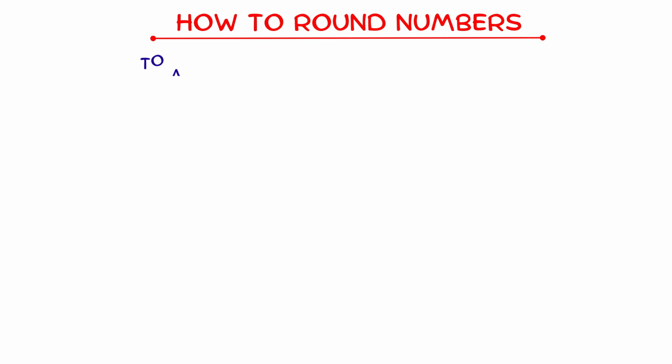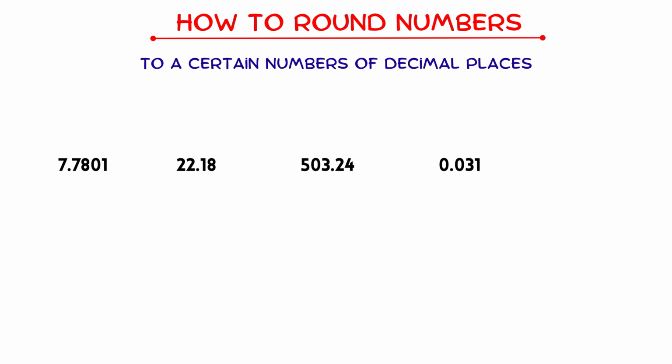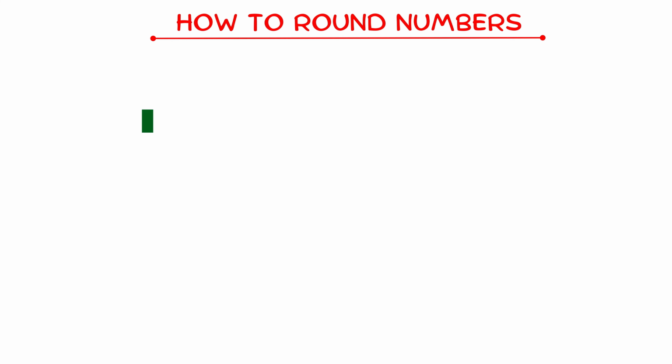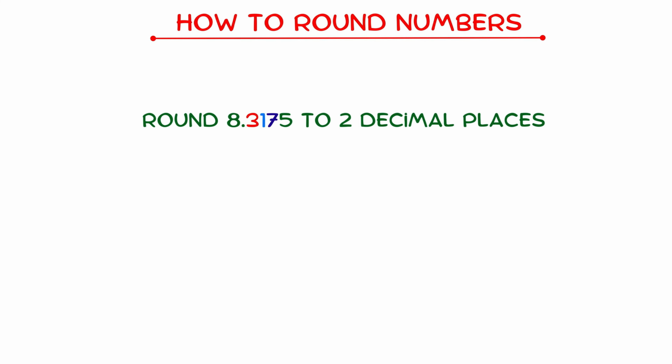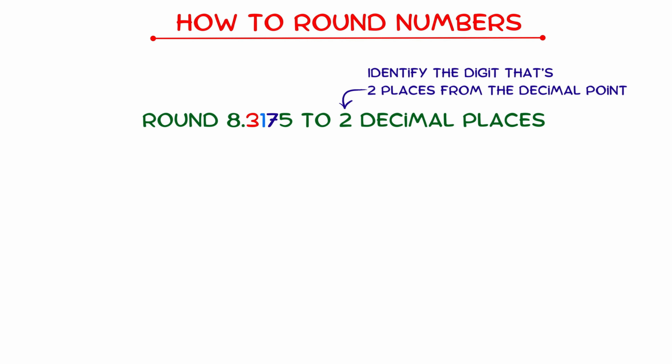In this video, we're going to look at how to round numbers like these ones to a certain number of decimal places. Let's start with this question and round 8.3175 to 2 decimal places. Because we're being asked to round to 2 decimal places, we start by identifying the digit that's 2 places from the decimal point, which in this case is the 1.